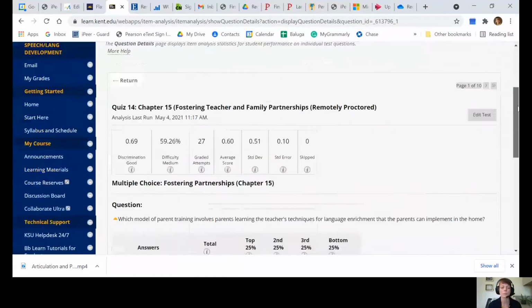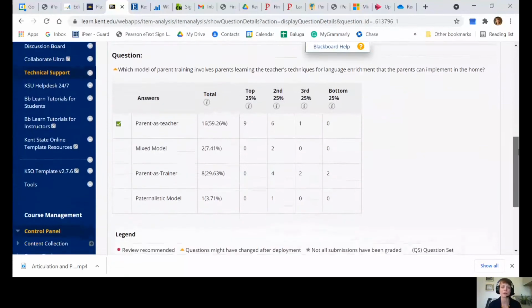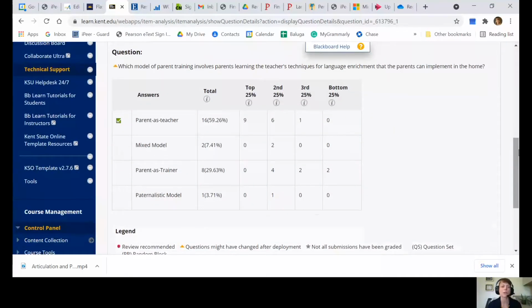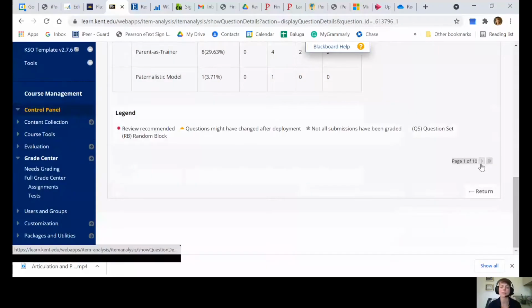So this one, and remember this one is about fostering partnerships. Which model of parental training involves parents learning the teacher's techniques for language enrichment that the parents can implement in the home? And that was parent as teacher. So the parent is learning the teacher's strategies and then using them at home with their child.